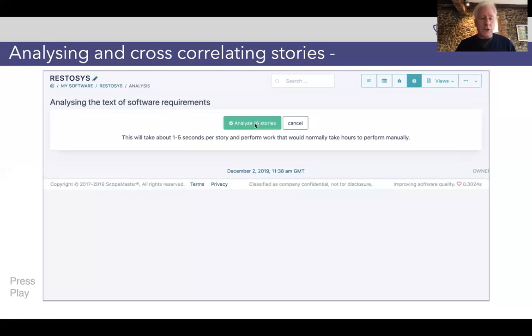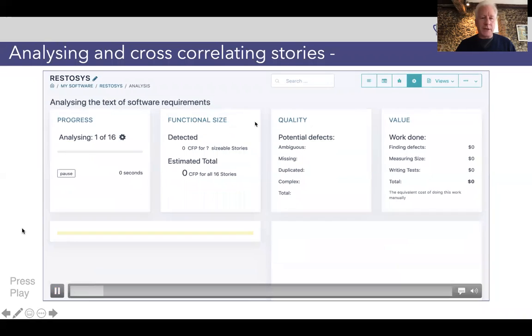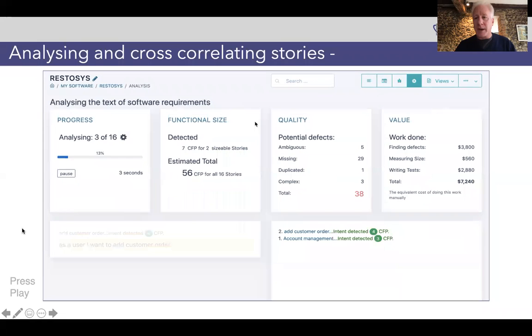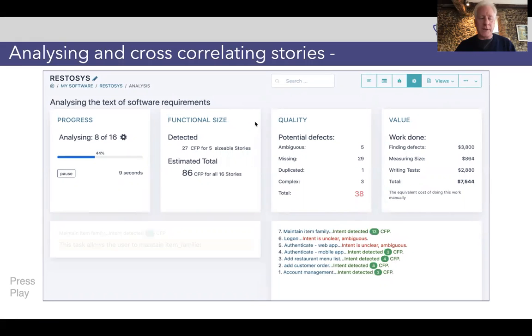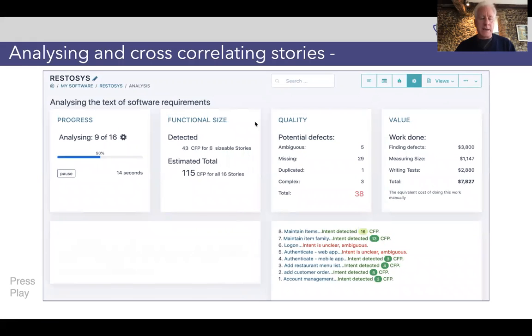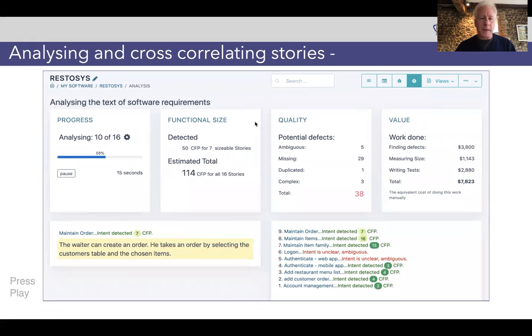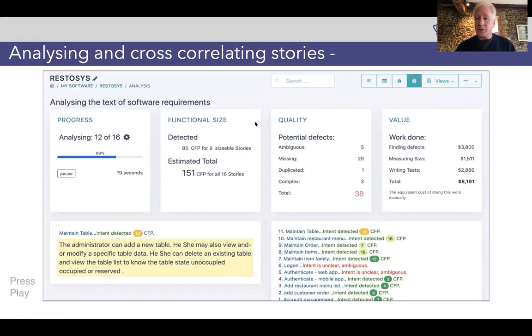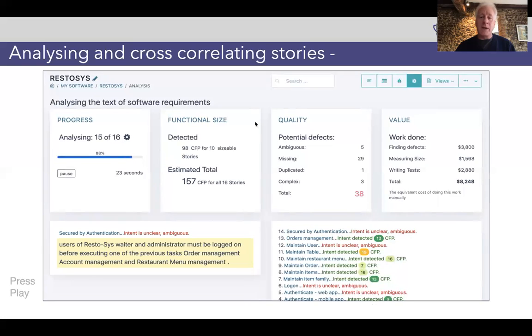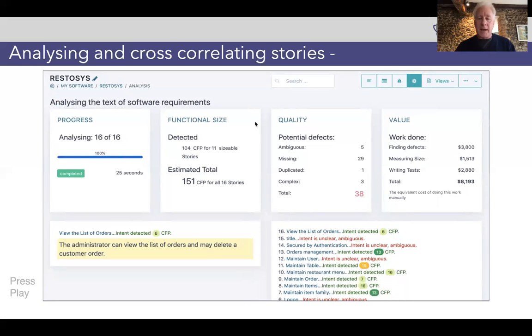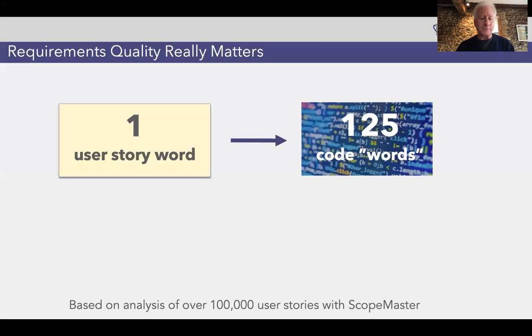Now, just so that you know what it looks like, you just pull the stories in, click the green button, and sit back and watch it do its thing. It goes through story by story, analyzing every word of the story, then cross-referencing that with every other story in many different ways, and checking against a number of rules as well. It detects the functional size. It finds missing stories. It finds duplicated stories, complex stories, and many other tests that it performs. And it does all this work in just a matter of seconds. Extremely productive. So in 25 seconds, $8,000 worth of work.